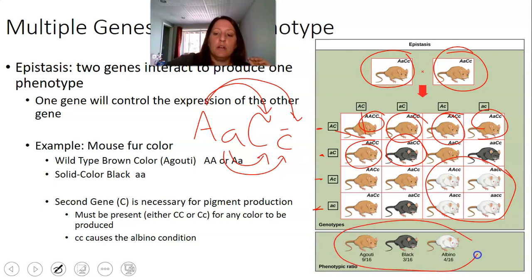This ratio here, 9:3:4, holds true if the epistatic gene is required for the trait to be expressed. You're going to see the opposite of that in lab. Again, you're going to see the 13:3 ratio, and that's when the dominant form of the epistatic gene inhibits the trait from being expressed.